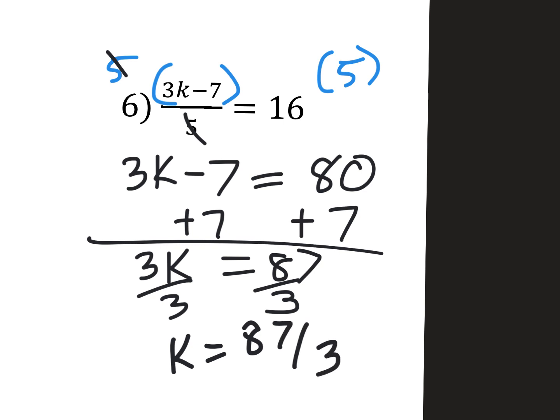Oh, that's not true. That simplifies. 87 divided by 3 is, let's see, 29. Oh yeah, that divides out to 29. My bad. Didn't even realize it for a second there. So K is equal to 29. Okay, questions, comments, or concerns about number 6?